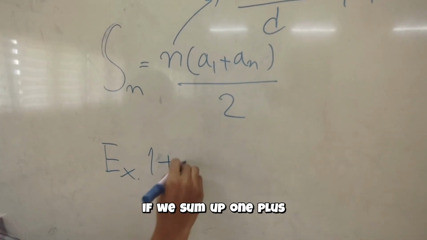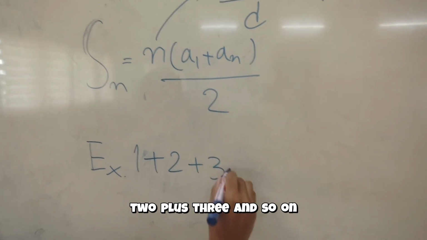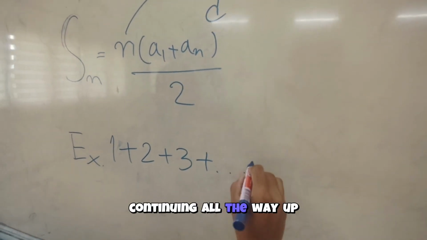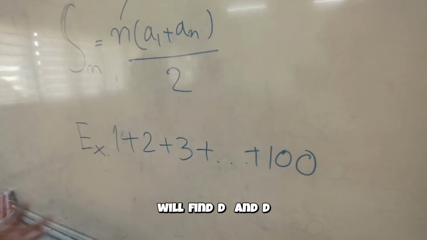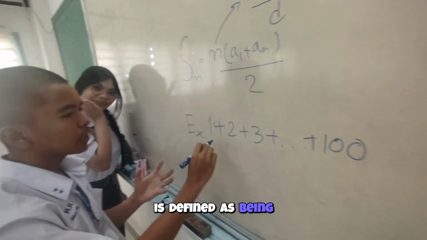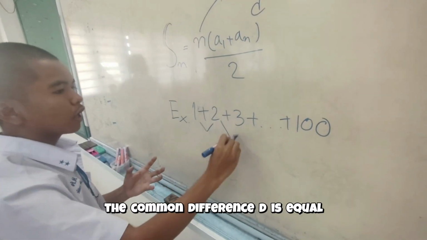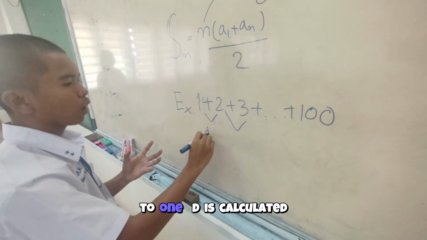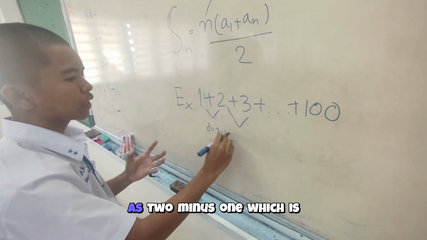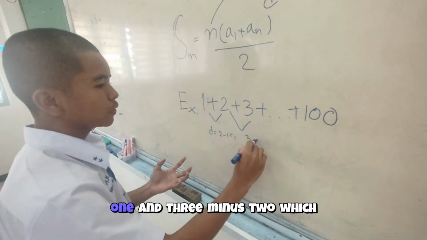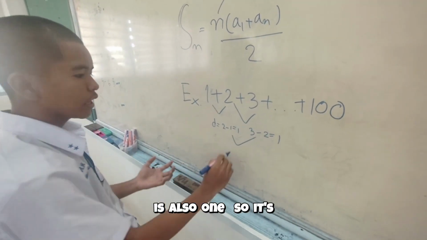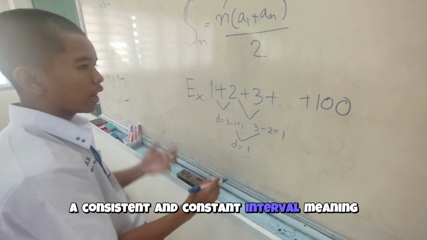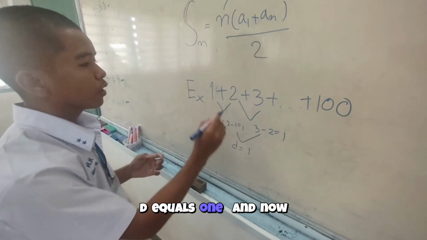Alright, let's take a look at a typical example of a problem right here. If we sum up 1 plus 2 plus 3 and so on, continuing all the way up to 100, we will find d, which is defined as the common difference. D is equal to 1. D is calculated as 2 minus 1, which is 1, and 3 minus 2, which is also 1. So it's a constant interval, meaning d equals 1.